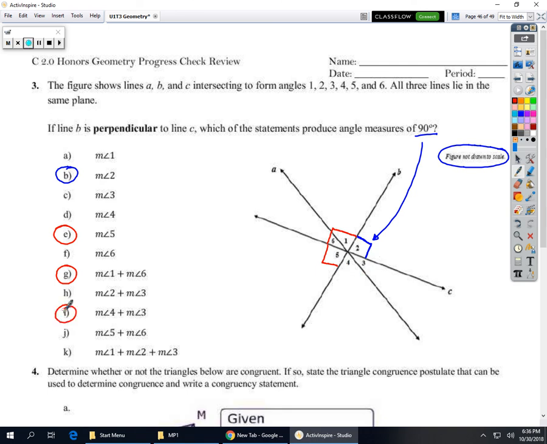Right, A, E, G, and so that I. It's a little more apparent if you decide to erase the A line. Pretend the A line didn't exist.